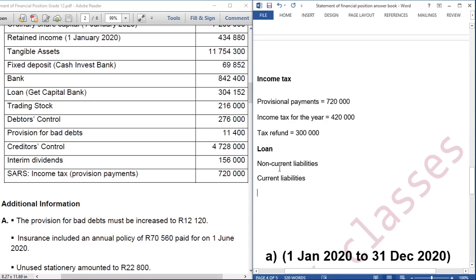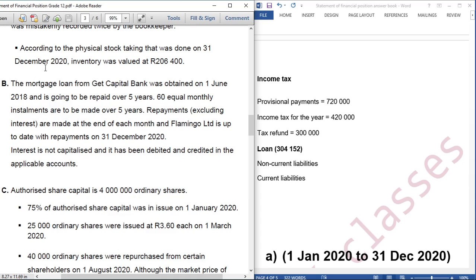So the total loan amount, what is it? This is the amount, 304,152. Then now let us go to our additional information. The mortgage loan from Get Capital Bank was obtained on 1 June 2018 and is going to be repaid over 5 years. 60 equal monthly installments are to be made over 5 years. Repayments excluding interest are made at the end of each month, and Flamingo Limited is up to date with the repayments on 31 December 2020. Interest is not capitalized and it has been debited and credited in the applicable accounts.